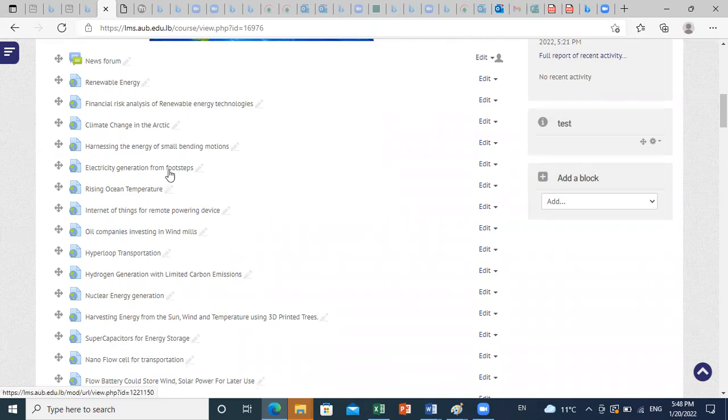For example, you have an interesting topic like electricity generation from footsteps. You can convert the mechanical energy of motion into electrical energy. So this is an interesting topic. You have, for example, oil companies investing in windmills. This topic will combine economical analysis and renewable energy.